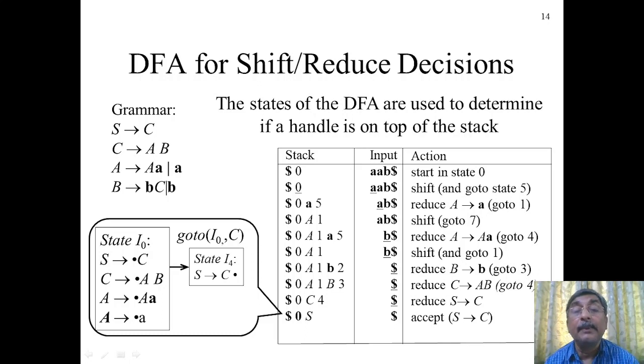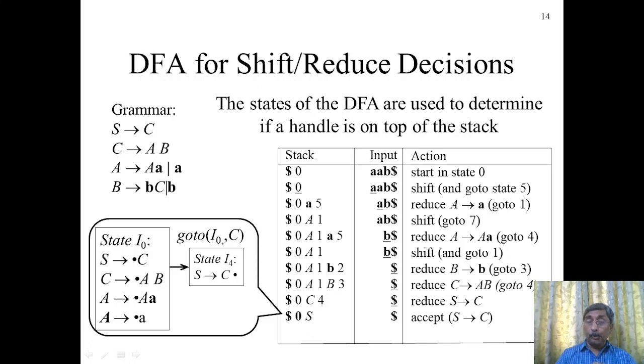If it is a reduction step, then lots of things. First, reduction means you are replacing the right hand side by left hand side. So how many symbols in the right hand side? N symbols. How many symbols we popped out? 2n symbols, because with every symbol you have a state number. So for every symbol, 2 symbols are there. If n grammar symbols are to be popped out, and grammar symbols are terminals and non-terminals, then 2n stack symbols are to be popped out, because there are n grammar symbols as well as n state numbers. So reduction means number 1, pop out 2n symbols.